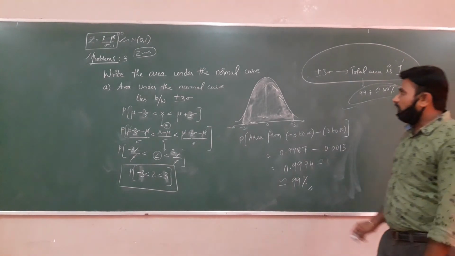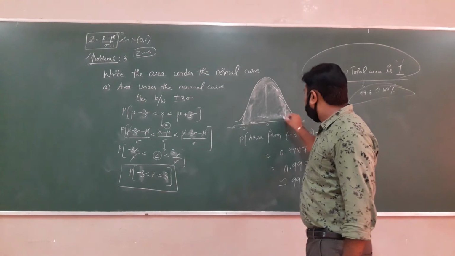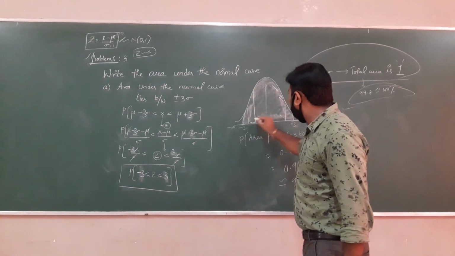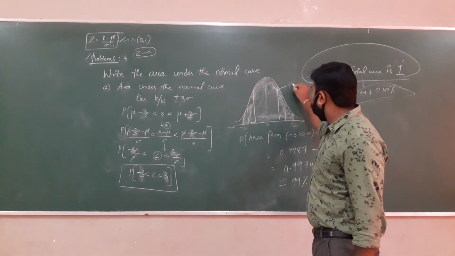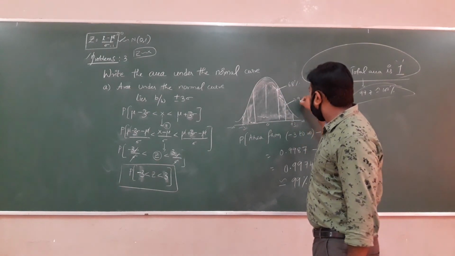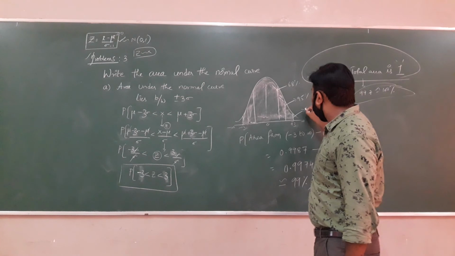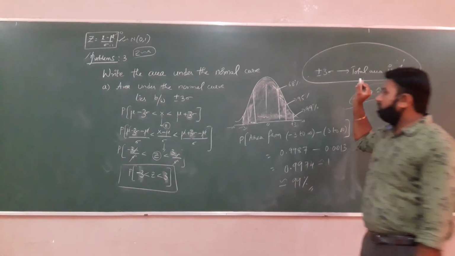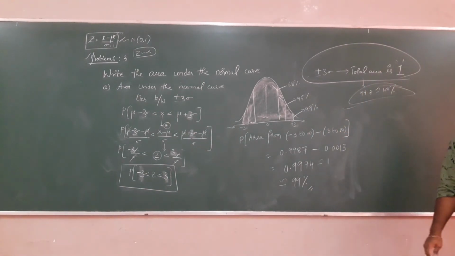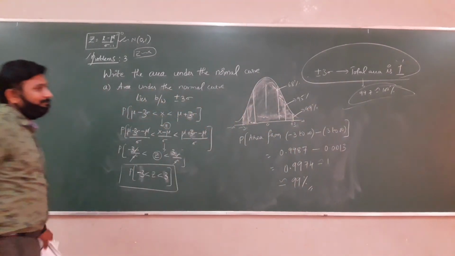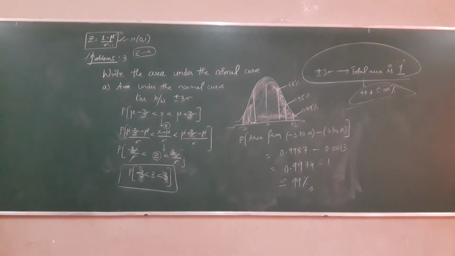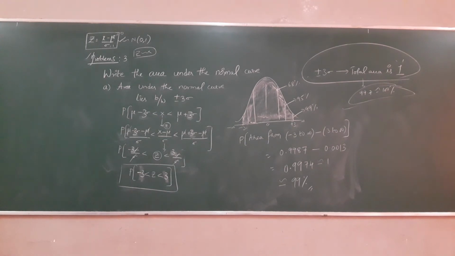In a normal curve, how I have divided? 1 sigma, 2 sigma, 3 sigma. So 1 sigma 68%, 2 sigma 95%, 3 sigma 99%. These are the 3 area properties. I hope I am clear, right? So this is the question.